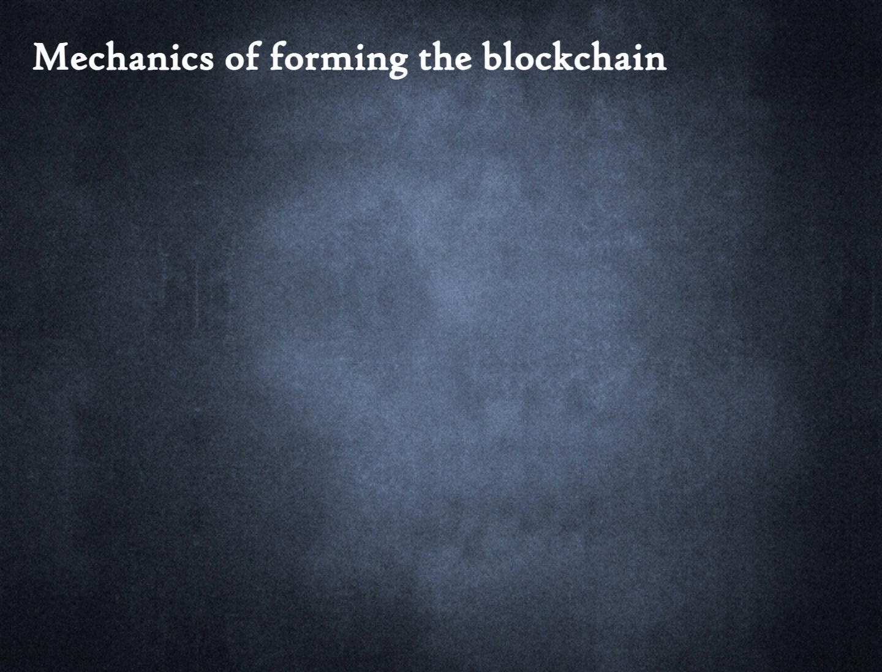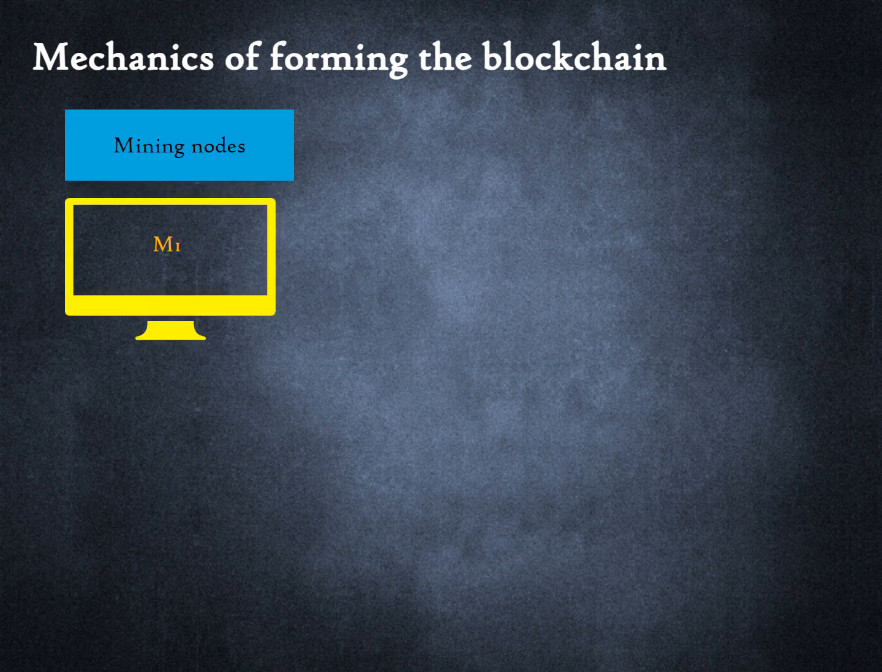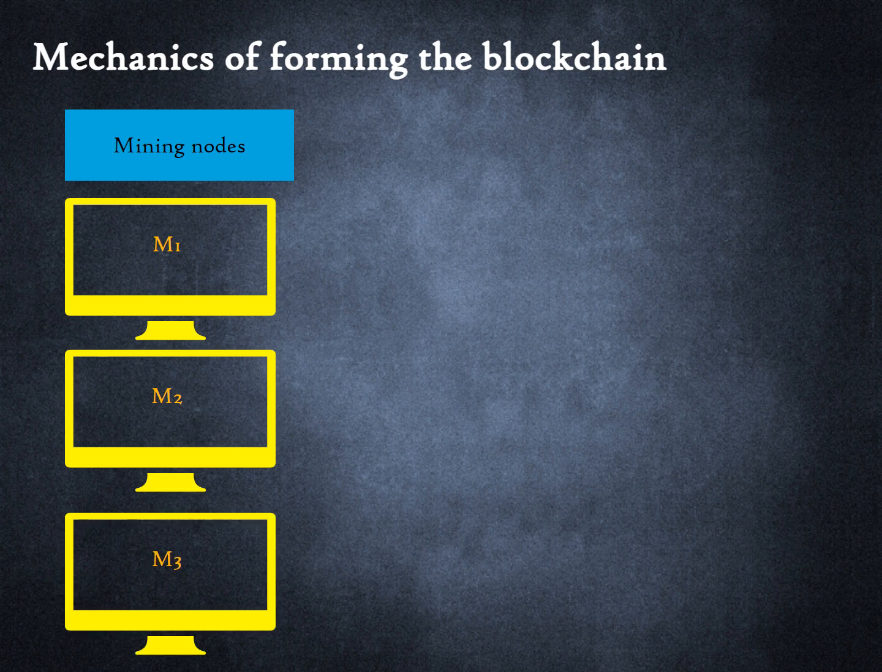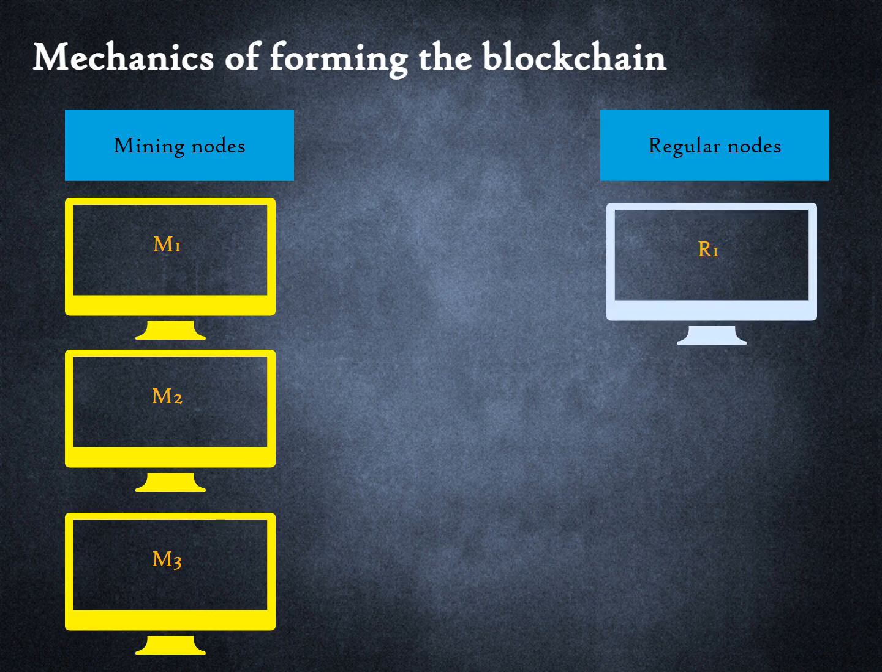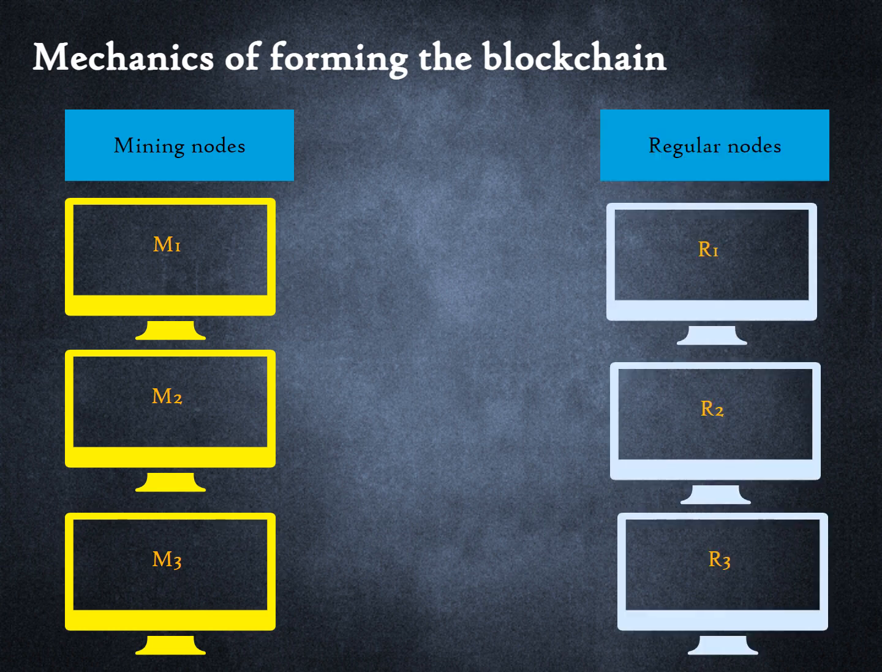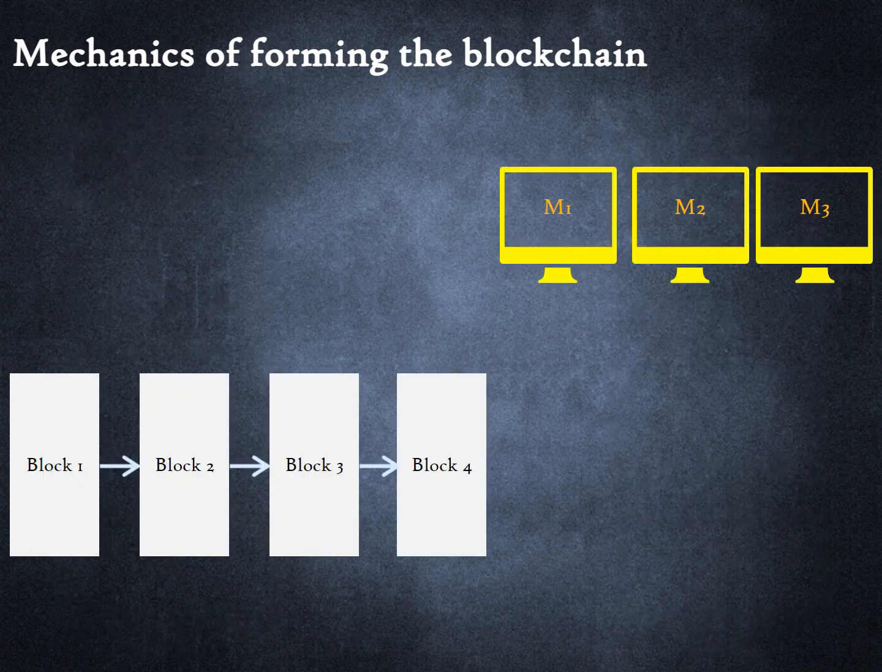To keep things simple, we will assume that there are 6 nodes. 3 nodes are mining nodes. We will call them M1, M2 and M3. 3 nodes are regular nodes. They don't mine but only validate transactions and blocks. We will call them R1, R2 and R3. Assume there are 4 blocks in the chain.